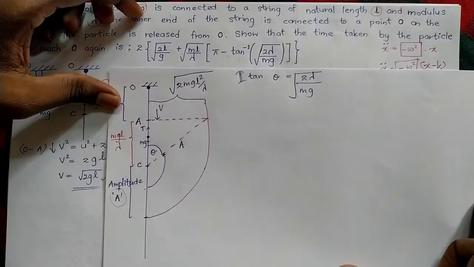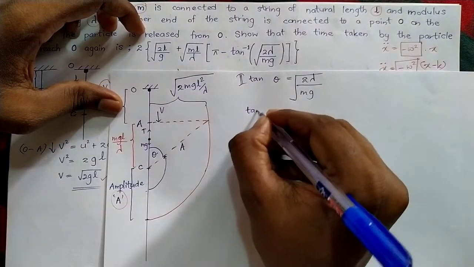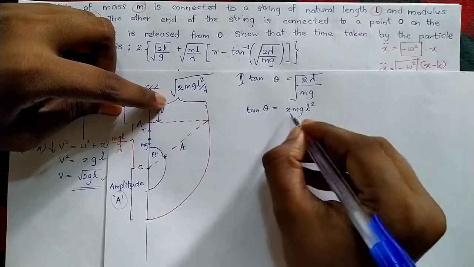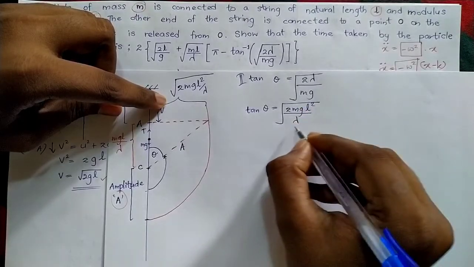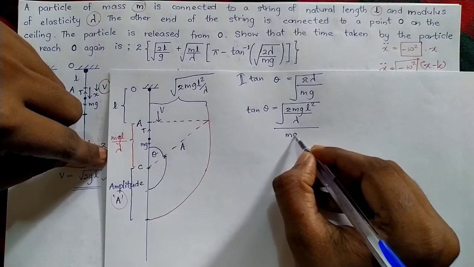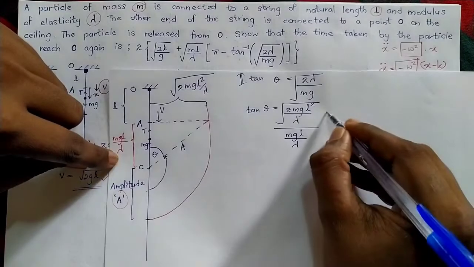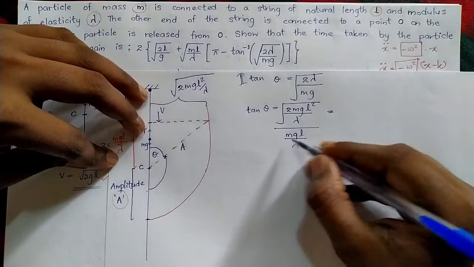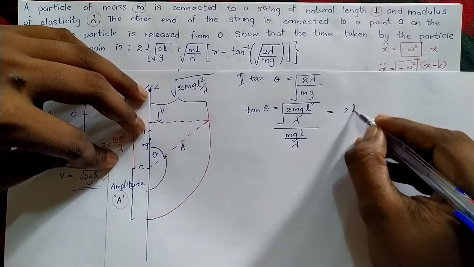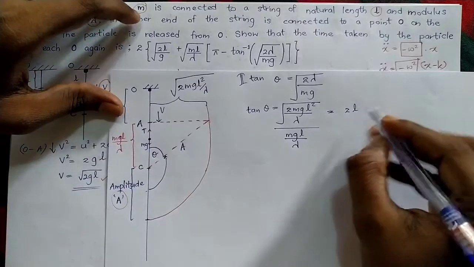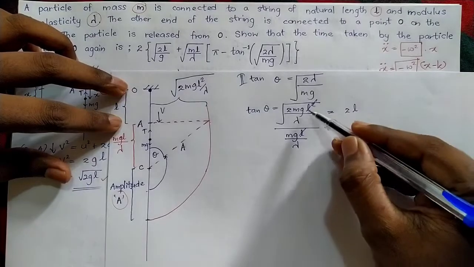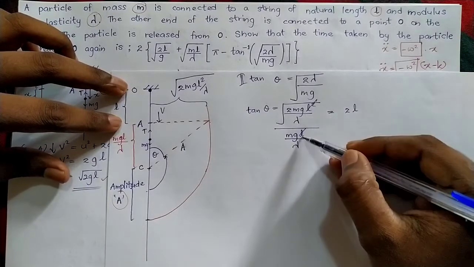This is equivalent to the square root of what we have here. Now tan theta is equivalent to the square root of 2mg L square over lambda, divided by the adjacent side, mgl over lambda. Then we can simplify these two and cancel the mgl terms and get 2L over... here these L's get cancelled because the square root of L square is L, and this L gets cancelled with this L.